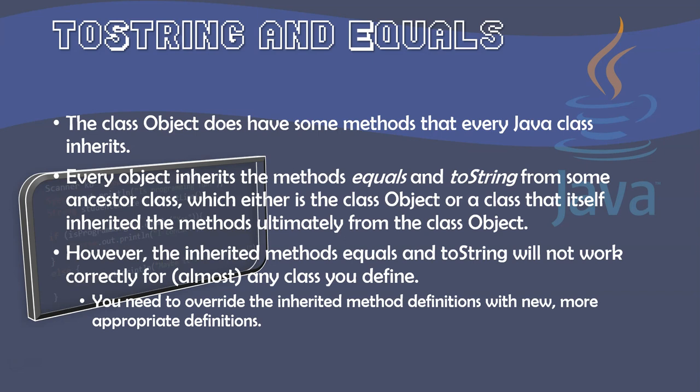Now, the thing to remember is that the inherited methods, equals and toString, will not work correctly for almost any class we define. It's not going to be something that just works out of the box. You can't just leave it as a blank equals method. What we instead need to do is go ahead and override that inherited method definition with a new, more appropriate definition, which is why, for example, when we look at our employee class or hourly employee class or any of those other ones, or even just our base class employee, remember, it is redefined to use variables specific to that class because we don't want it to have just a generic output. We want that toString to be precise to what we are actually looking at.